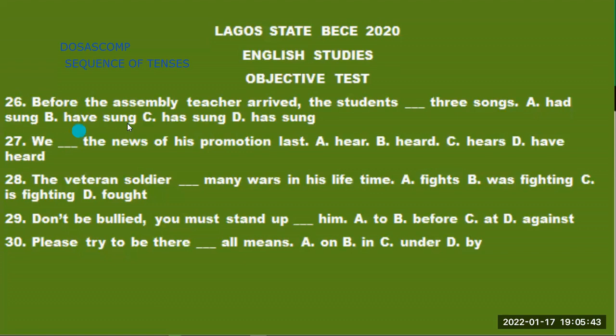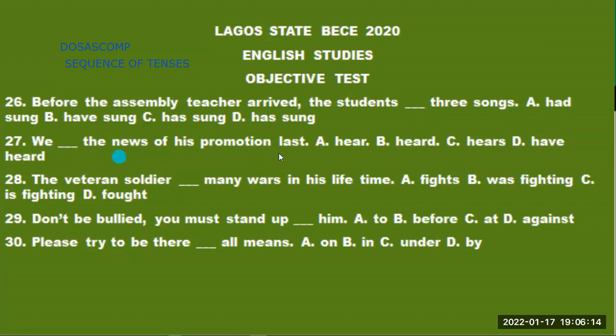Have sung doesn't go because this is present. You can't come in with the present perfect to agree with a past event. Then has sung, also present perfect. All these other options cannot go. Before the assembly teacher arrived, the students had sung 3 songs. Option A is correct. Question number 27.